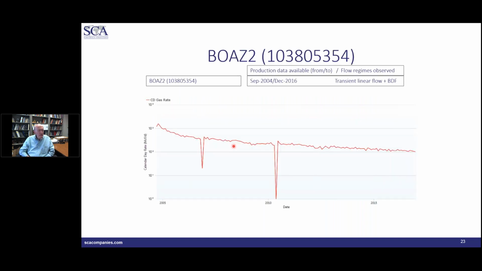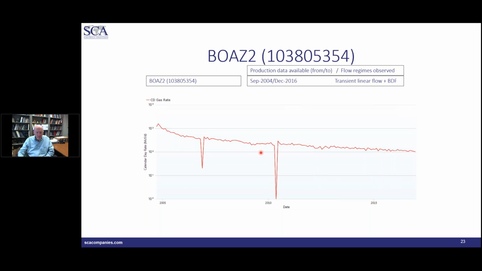Here are the data from this well, a semi-log plot of rate versus time. Can we see flow regimes here? Well, I can't. All I can say is the shape is like a hyperbola, so this is a hyperbolic decline. There are a couple of downtime periods in the history here.